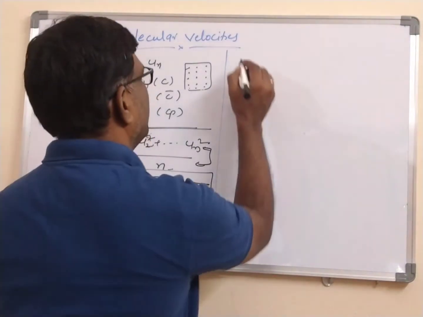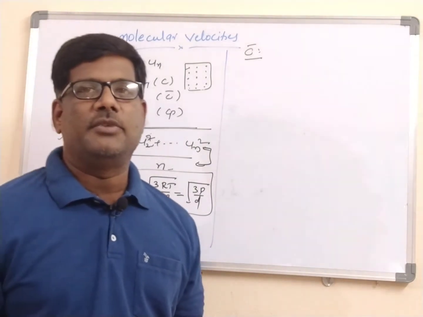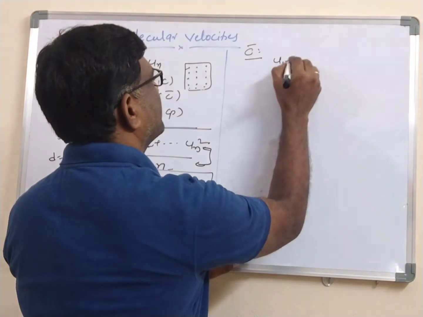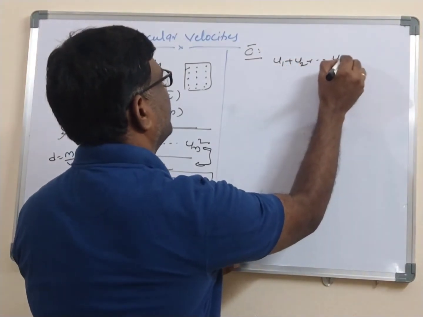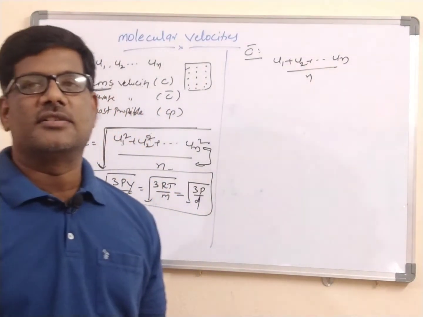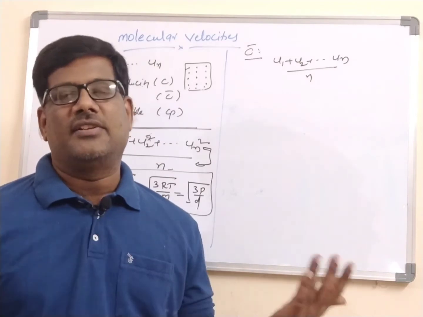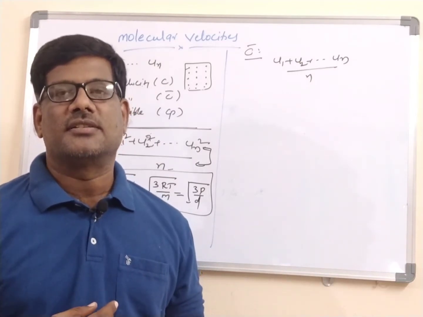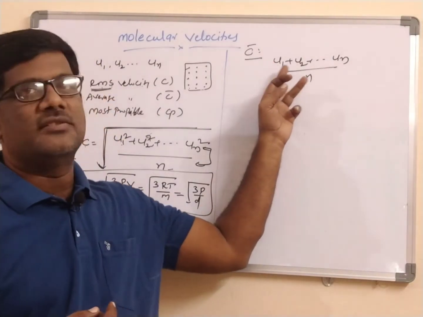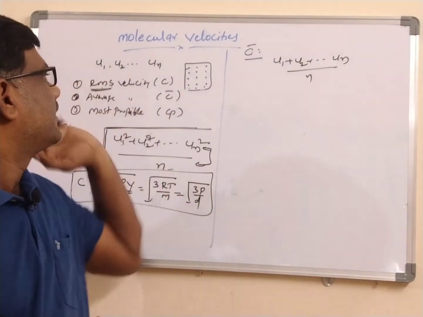Simple. Then the average velocity. Average velocity is equal to the sum of the velocities divided by the total number of molecules. Generally we take the average: the sum of the velocities to the total number of molecules is called the average velocity. That is why the sum of the velocities, u1 plus u2 plus so on, divided by n, is called the average velocity.